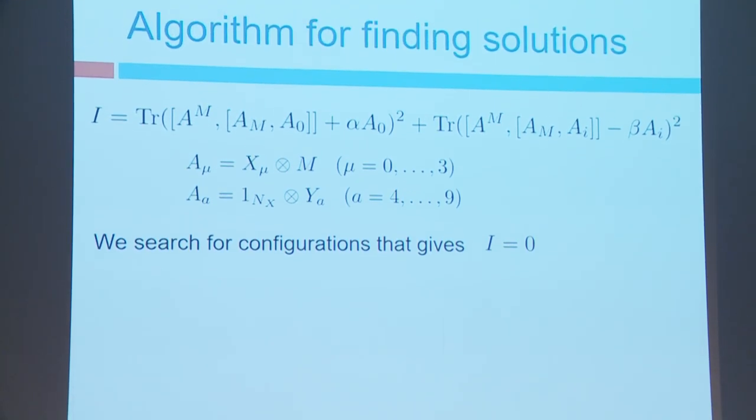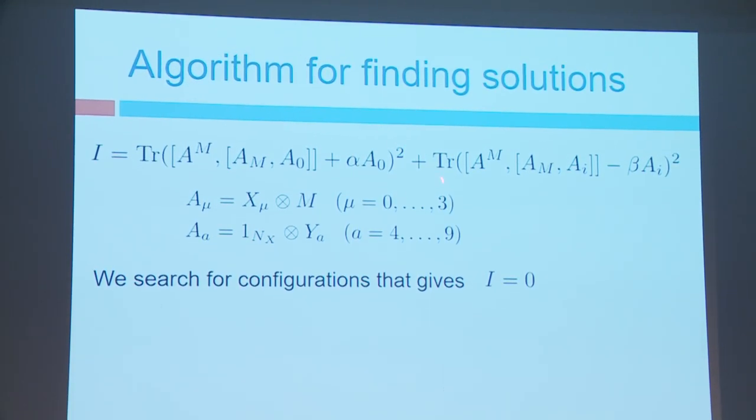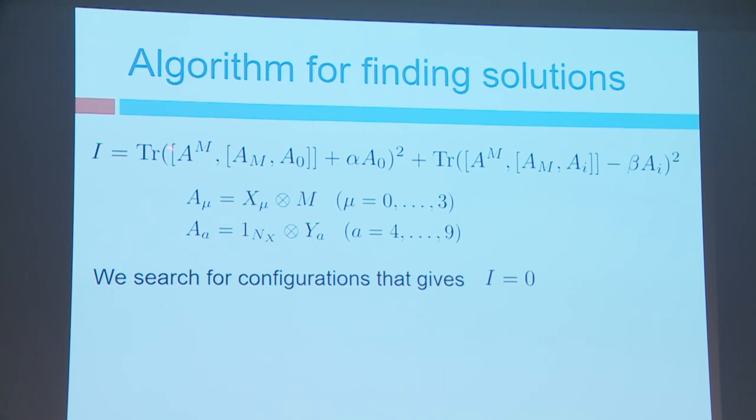Now this is the algorithm for finding solutions. We consider essentially the square of the equations of motion here, like this. This is our assumption. We search for the configuration that gives I equal to zero. Then we obtain the solution to the equation of motion.